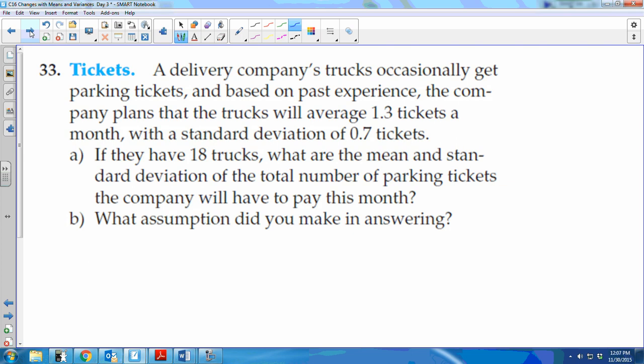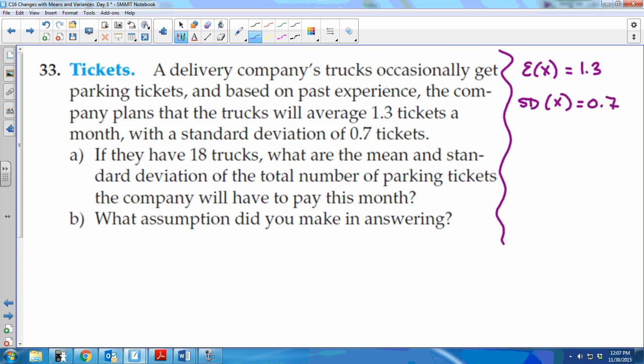A delivery company's trucks occasionally get parking tickets. And based on past experience, the company plans that the trucks will average 1.3 tickets a month with a standard deviation of 0.7 tickets. So they're telling us in the question the expected value is 1.3 tickets and the standard deviation is 0.7 tickets. All right? And so if we needed it, which we're probably going to need it, what would be the variance?